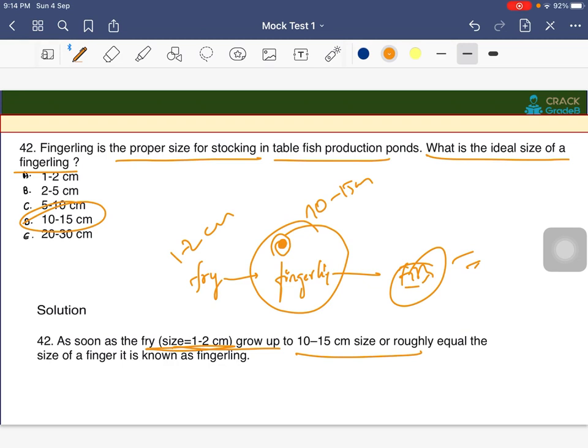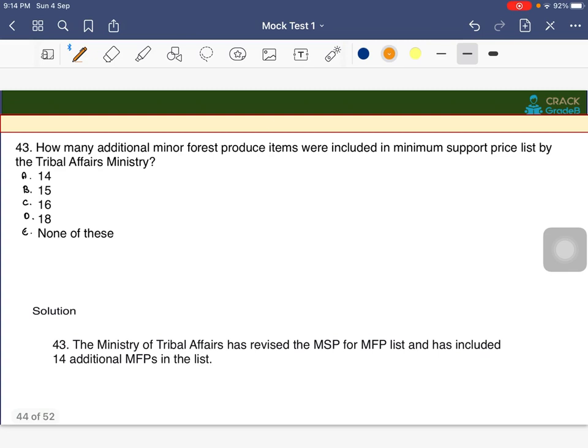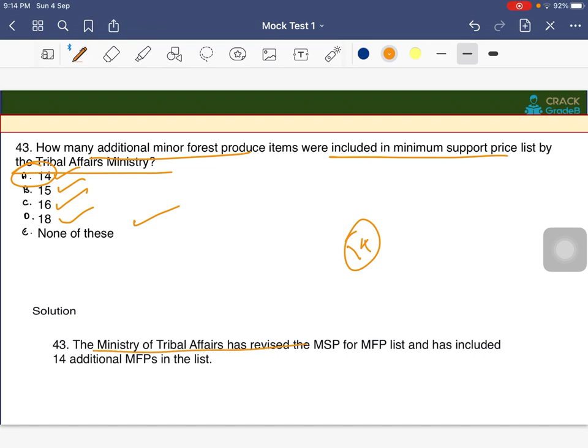Next, how many additional minor forest produce items are included in the minimum support price list by the Tribal Affairs Ministry? 14, 15, 16, 18, or none of these. Okay, the option is A, 14. 14 are the crops included by the Ministry of Tribal Affairs in the MSP list.